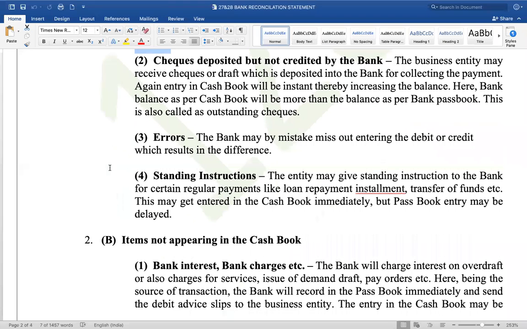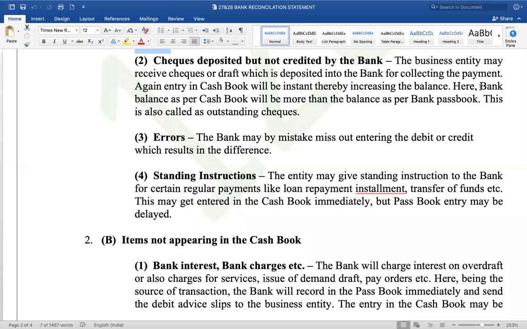Yes, sir. Checks deposited but not credited by the bank. The business entity may receive checks or drafts which are deposited into the bank for collecting the payment. Again, the entry in the cash book will be instant, thereby increasing the balance. Here, the bank balance as per cash book will be more than the balance as per bank passbook. This is also called outstanding checks.